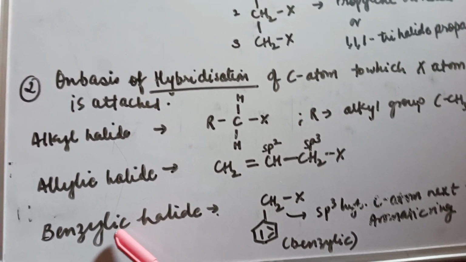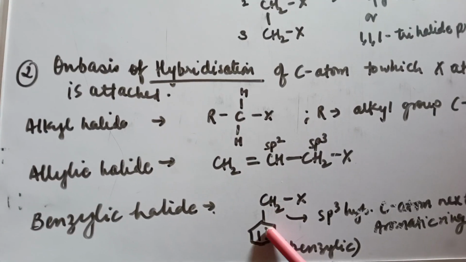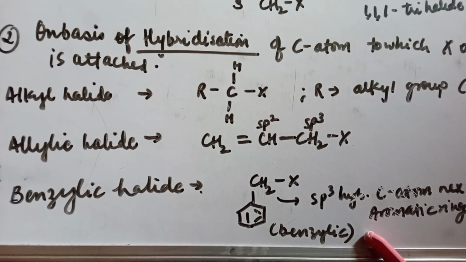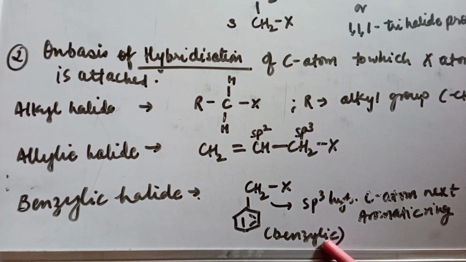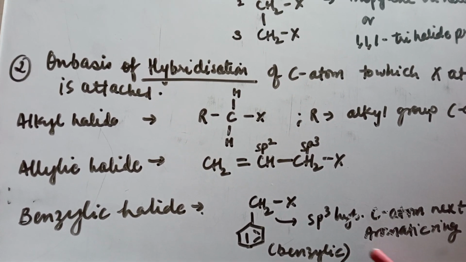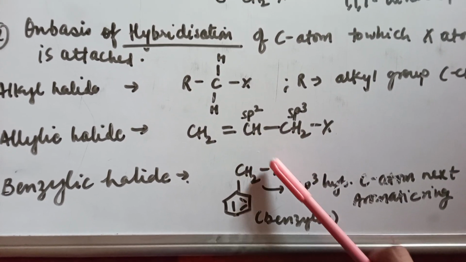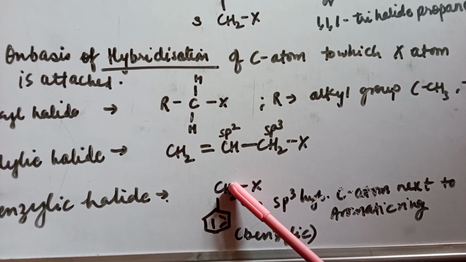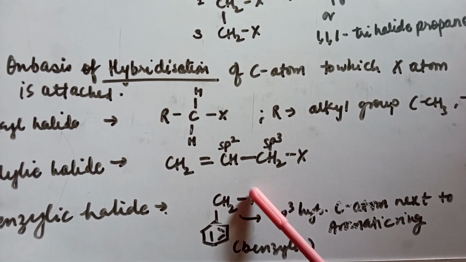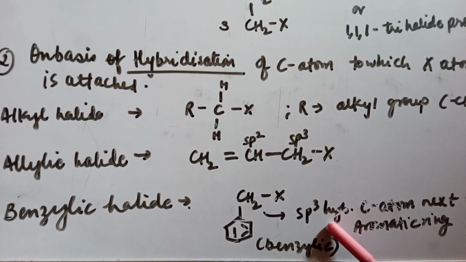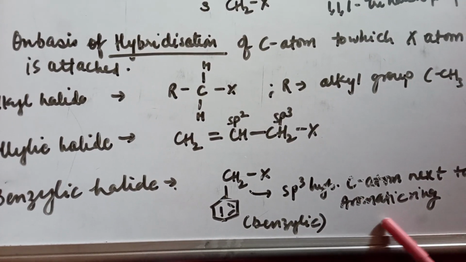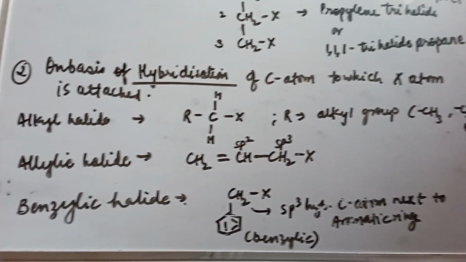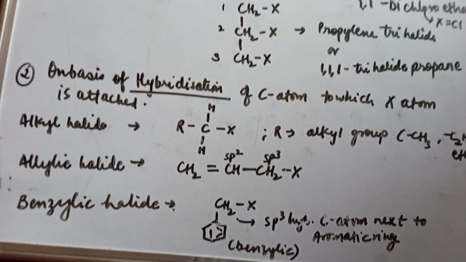Thirdly, moving further, we have benzylic halides. Benzylic refers to the aromatic group derived from benzene, which acts as a substituent in the compound. Here the halogen atom X is connected to an sp3 hybridized carbon atom which is next to a benzyl group or aromatic ring. So, an sp3 hybridized carbon atom next to an aromatic ring substituent, thereby covering the entire bifurcations.